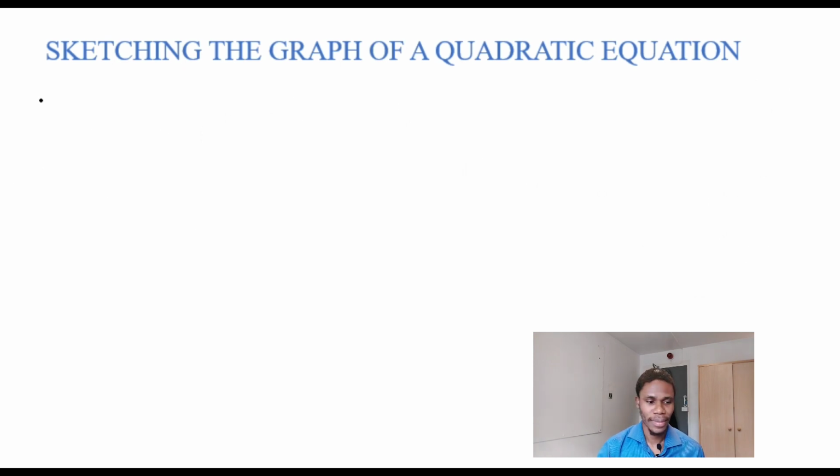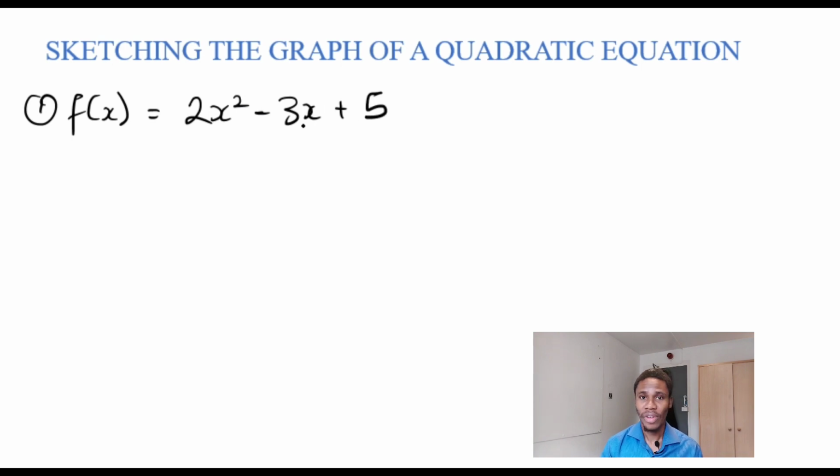Example 1. f of x equals 2x squared minus 3x plus 5. You first start by writing down your a, your b, and your c values. So a is 2, b is -3, and c is 5. The very first thing we are going to find out is our axis of symmetry.